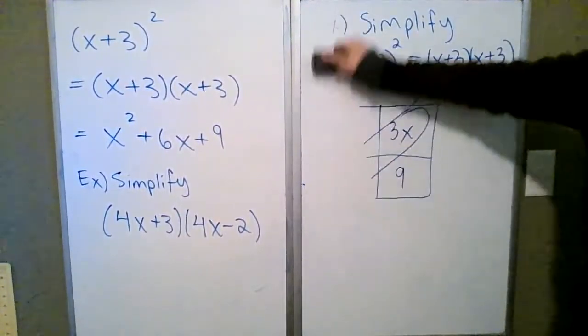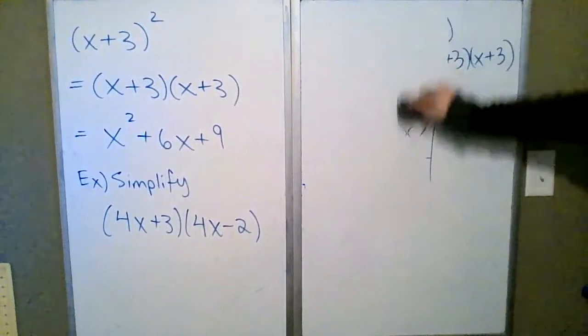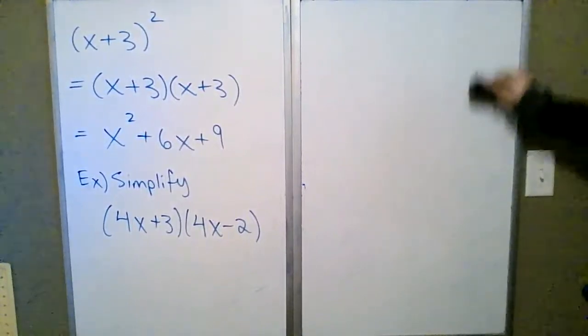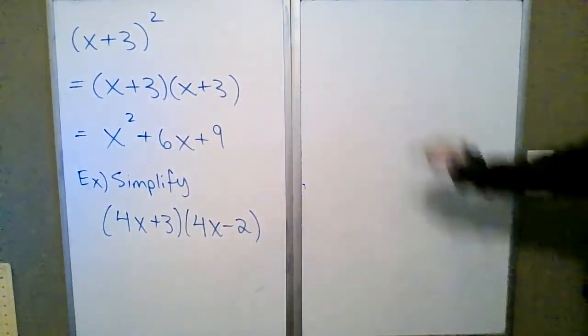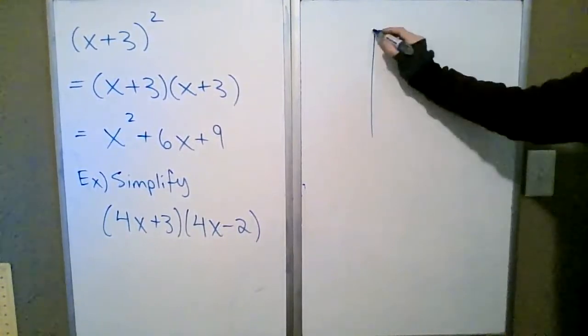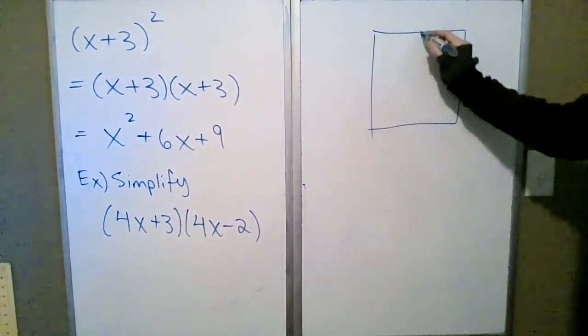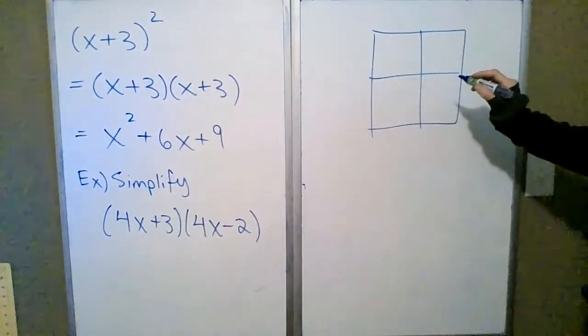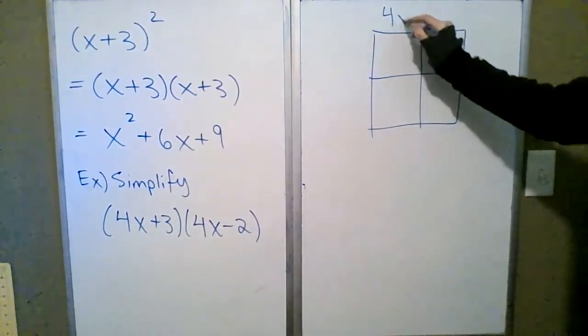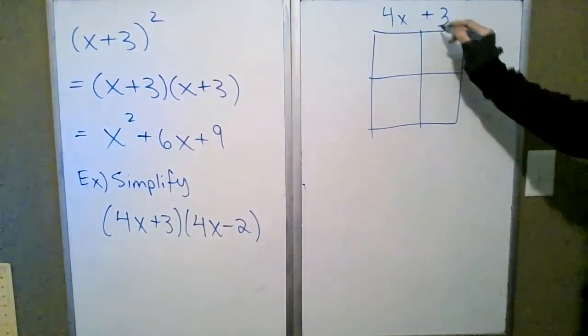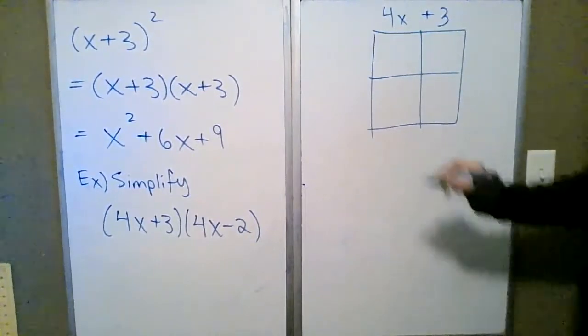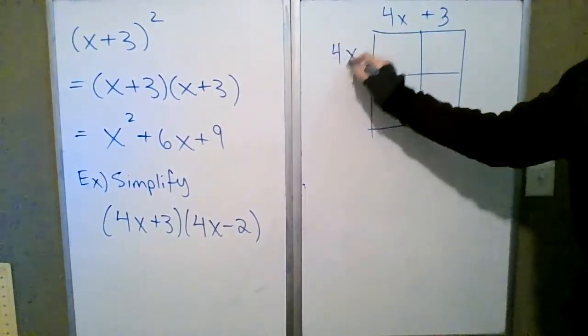Okay, you can FOIL, but I'm going to stick with using these squares. So if I'm going with the square, we take one of the factors and put it on the top, like 4x plus 3. And then on the side, 4x minus 2.